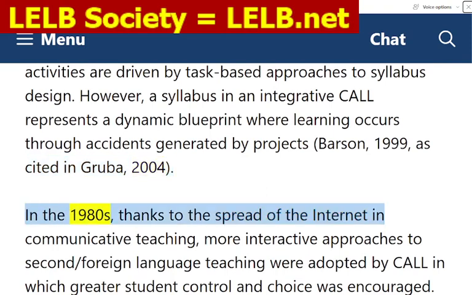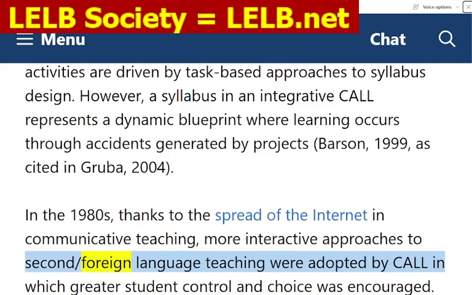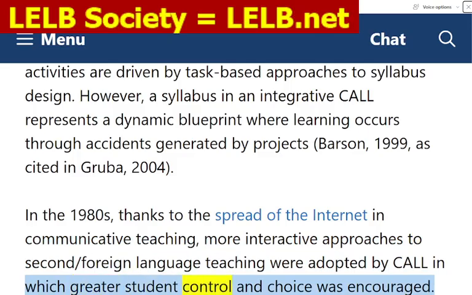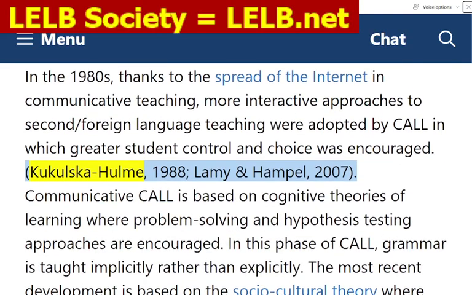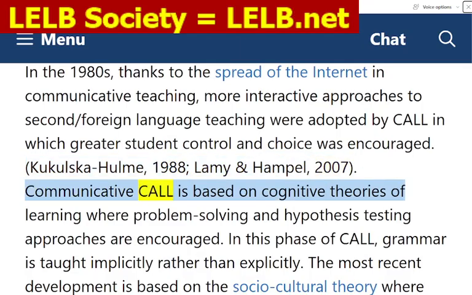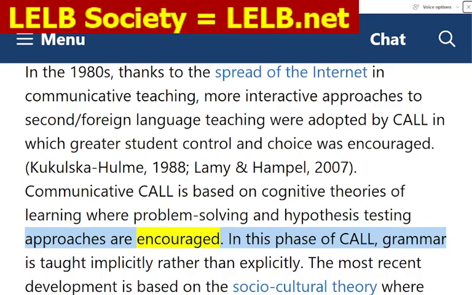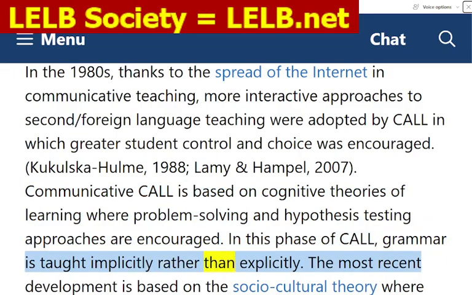In the 1980s, thanks to the spread of the internet in communicative teaching, more interactive approaches to second/foreign language teaching were adopted by CALL, in which greater student control and choice was encouraged (Kukulska-Hulme, 1988; Lamy and Hampel, 2007). Communicative CALL is based on cognitive theories of learning where problem-solving and hypothesis-testing approaches are encouraged. In this phase of CALL, grammar is taught implicitly rather than explicitly.